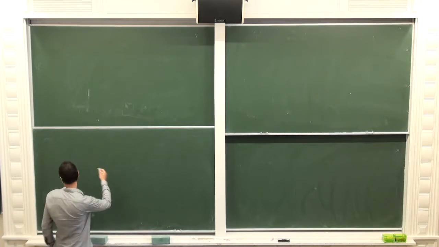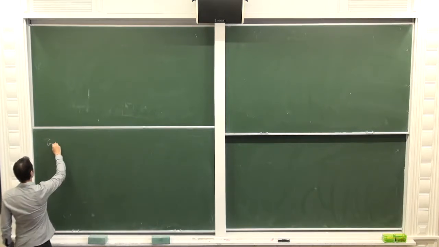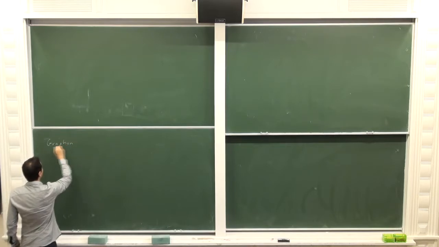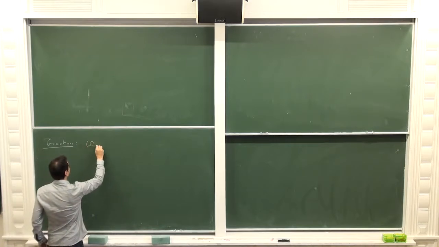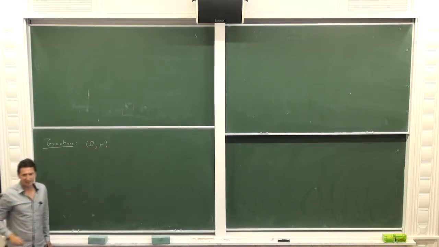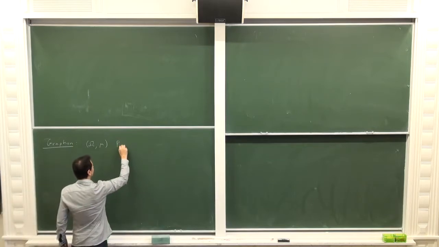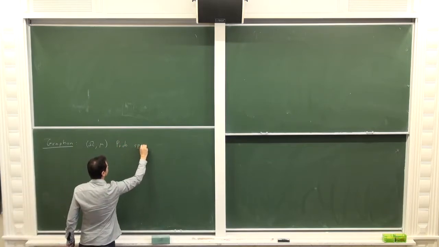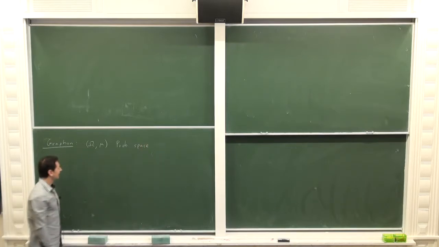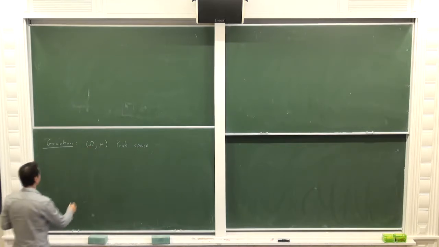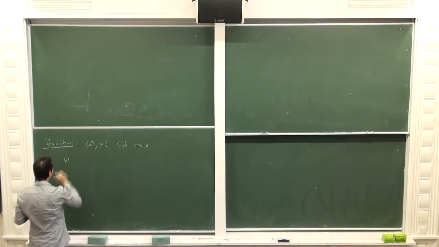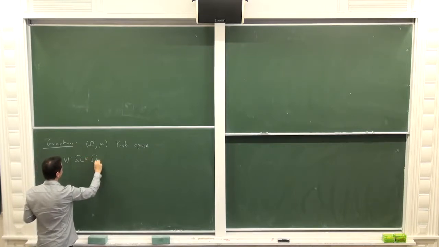So the first notation that I use is the notion of a graphon. So in general, we have a probability space. It doesn't have to be a standard probability space. It can have atoms even, but it should be a separable probability space. And a graphon is a two-variable function on this probability space.